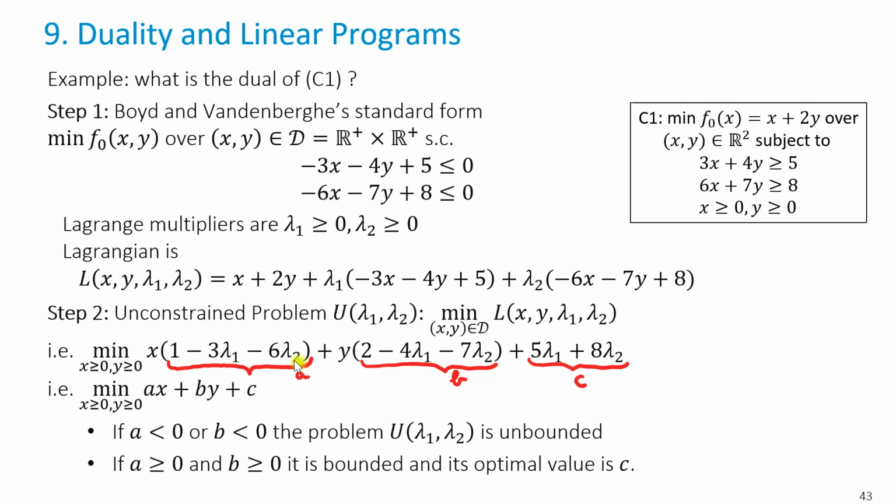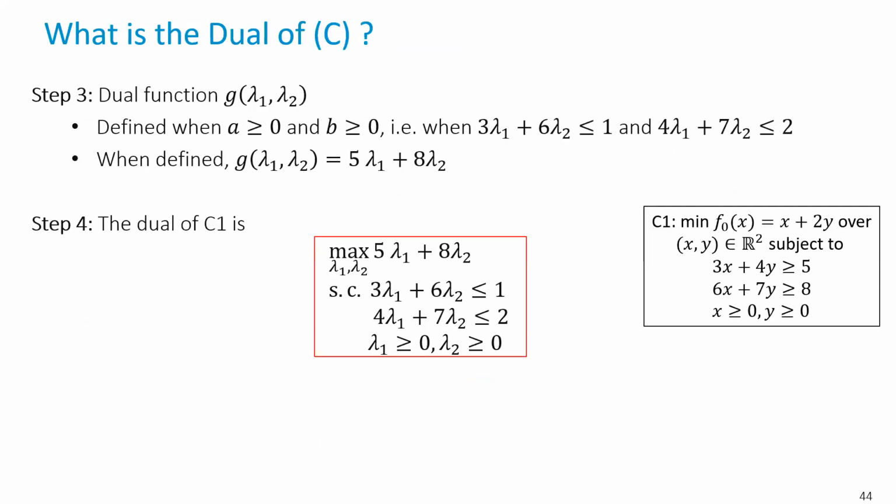If both are non-negative, positive or 0, then what is the minimum of this? Where I have to minimize ax plus by plus c, where x is positive, y is positive, and c is a constant. So the smallest value is obtained when x and y are 0, and the optimal value is c. So this problem is very simple to solve. It is either unbounded or it's bounded, which occurs when a and b are positive or 0, and then the optimal value is the constant c here.